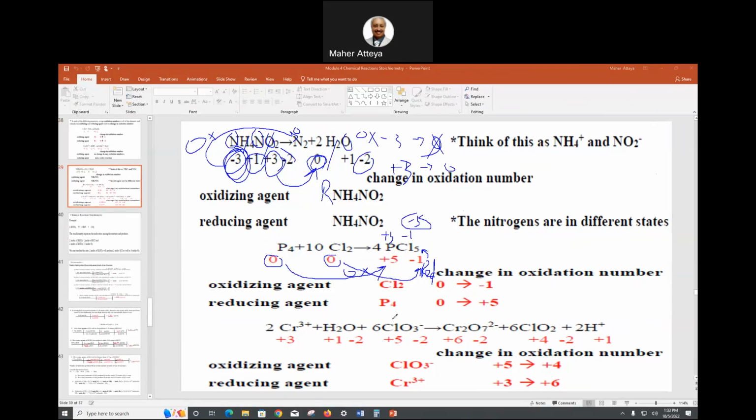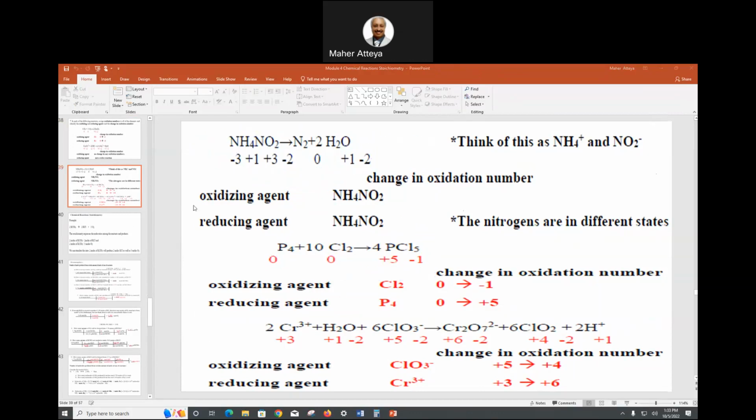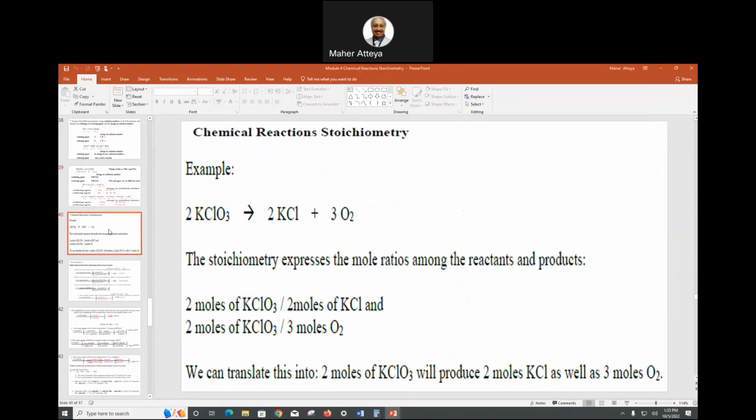What does chlorine do to phosphorus? Well, chlorine does force phosphorus to be oxidized. So chlorine is an oxidizing agent. So I think that's enough. You can look at the other examples. If you have any question, come and see. This will follow with you in 12 more in advance.